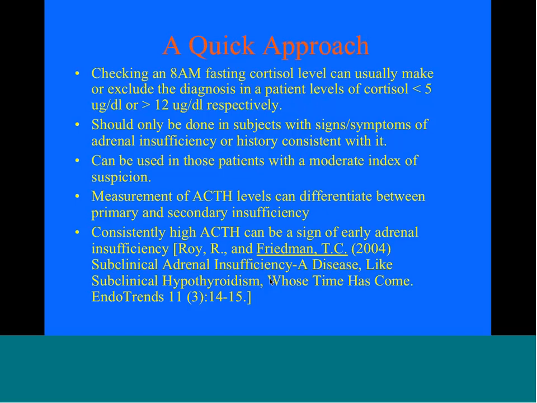This test should only be done in patients with signs and symptoms of adrenal insufficiency or a history consistent with it. It can be used in those patients with a moderate index of suspicion, and then you can measure the ACTH levels. If they're low, it indicates secondary adrenal insufficiency or pituitary adrenal insufficiency, and if they're high, it indicates primary adrenal insufficiency. A consistently high ACTH can be a sign of early adrenal insufficiency. My postdoc and I published that in 2004, of a patient that has early adrenal insufficiency, has a high ACTH with a normal cortisol.